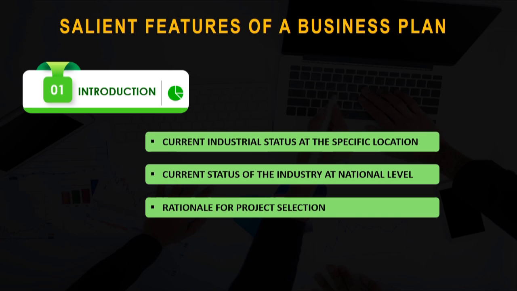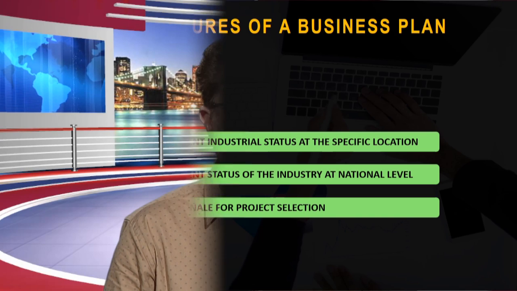Maybe the government's policy is very favorable. The government wants that specific type of industry to flourish. So, that can be a very good reason for justifying. Then the national priorities, it can comply with the national priorities.